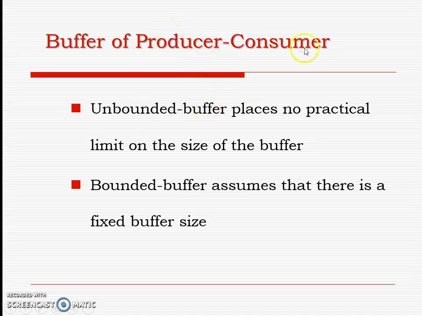In between producer and consumer, we use a buffer. This buffer may be in two forms: one is an unbounded buffer and the other is a bounded buffer. An unbounded buffer places no practical limit on the size of the buffer, meaning there is no fixed buffer size. If there is a fixed buffer size, then we call it a bounded buffer.